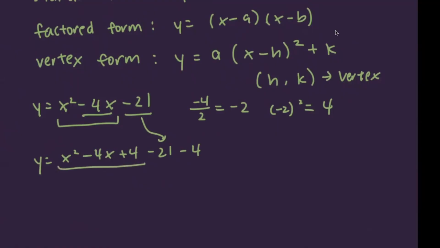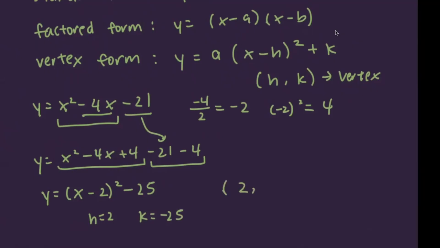Now, rewrite this part into our square, so it'll be (x - 2) squared, and -21 minus 4 is -25. And as you can see, our h equals 2, our k equals -25, and our coordinate would be (2, -25). See how simple that is? Just do a bit more practice and you will get more comfortable with completing the square.